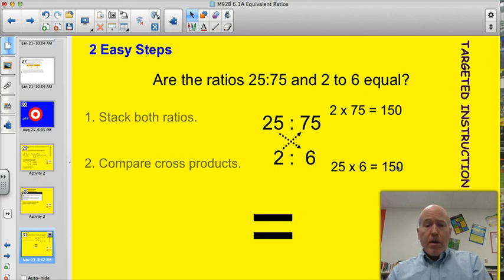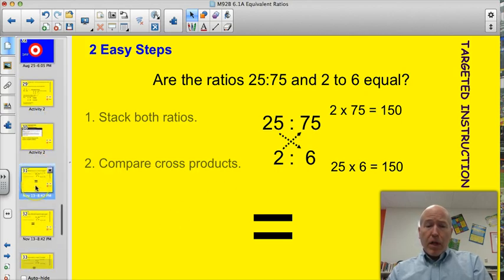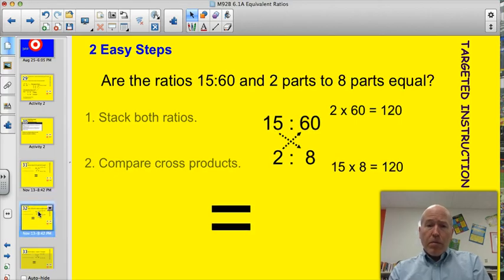All right? Let's try another problem together. Then I'm going to cut you loose and make you work a little bit tonight. Are the ratios 15 to 60 and 2 parts to 8 parts equal? All right? Follow the steps. Step 1, stack the ratios. So I got 15 to 60, and I've got 2 to 8. And it really doesn't matter which one you put first. Just make sure they're stacked up.